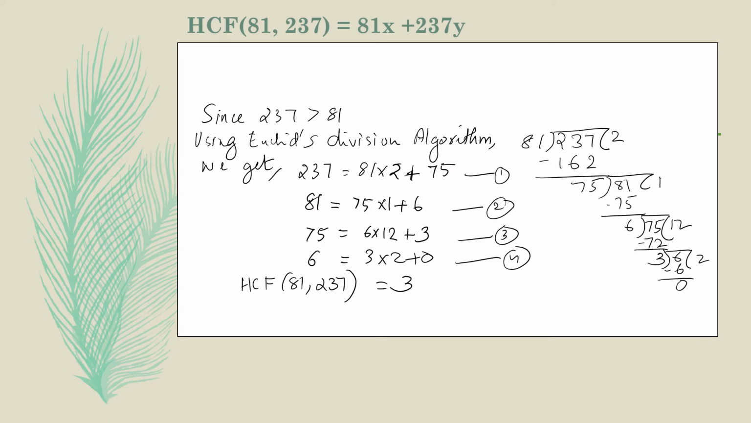So out of these two numbers, we can see that 237 is greater than 81. So we can use Euclid's division algorithm. When you divide 237 by 81, you get 2 as the quotient, and when you subtract, you get 75 as the remainder. Again, dividing 81 by 75, the quotient is 1 and the remainder is 6. Now 75 divided by 6 gives the quotient 12 and the remainder 3. And when you divide 6 by 3, you get the quotient 2 and the remainder 0. So we can see that the HCF is 3.